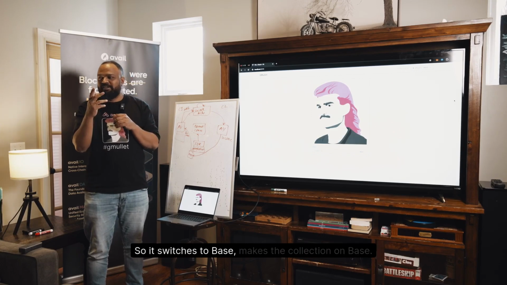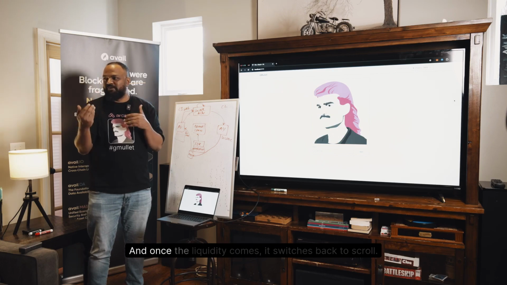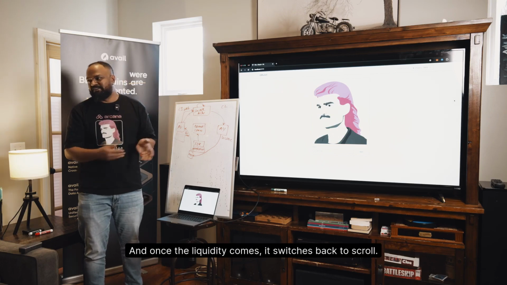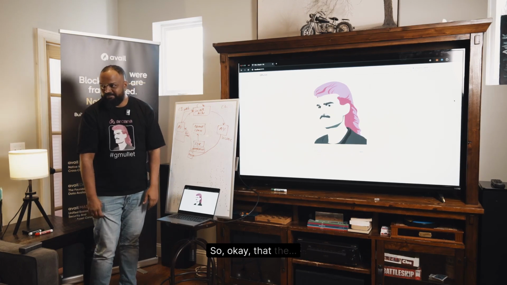So it switches to base, makes the collection on base. Then it waits for the liquidity. And once the liquidity comes, it switches back to scroll. It's about this, the function that can take the contract function.